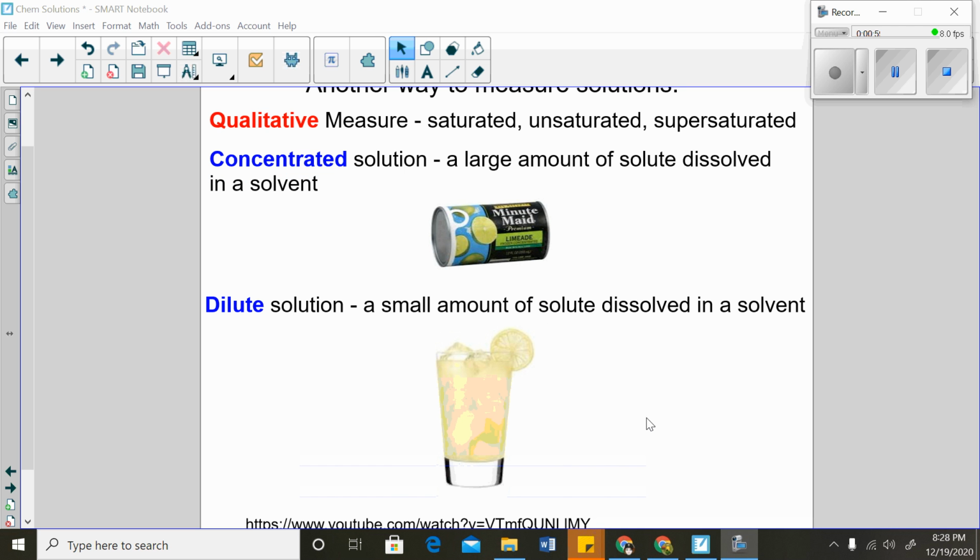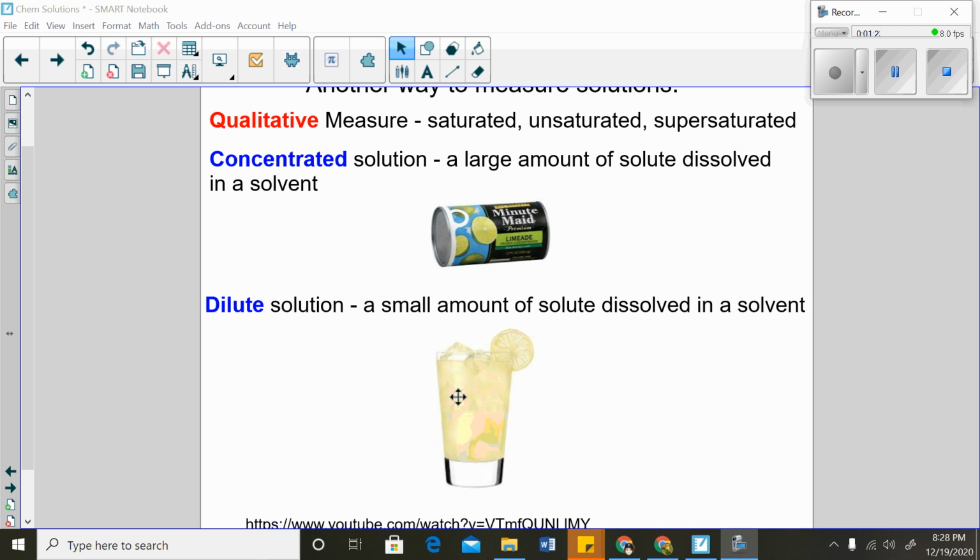Now, a dilute solution is a small amount of solute dissolved in a solvent, right? So here would be just a regular glass of lemonade, but another good example is if you ever go to a fast food restaurant and you get your own drink, right? They allow you to go up and take it yourself, and you take something like Sprite or 7-Up, and it doesn't quite taste like Sprite or 7-Up.